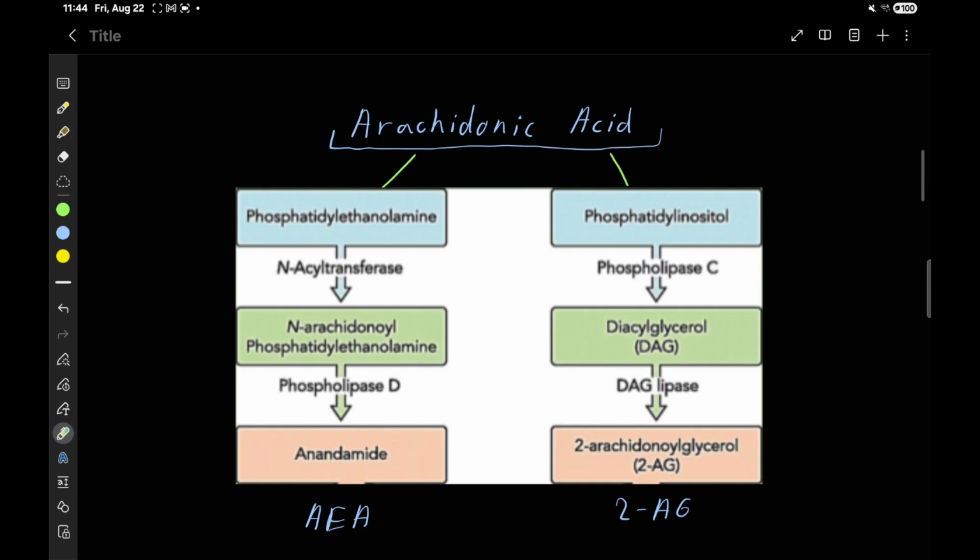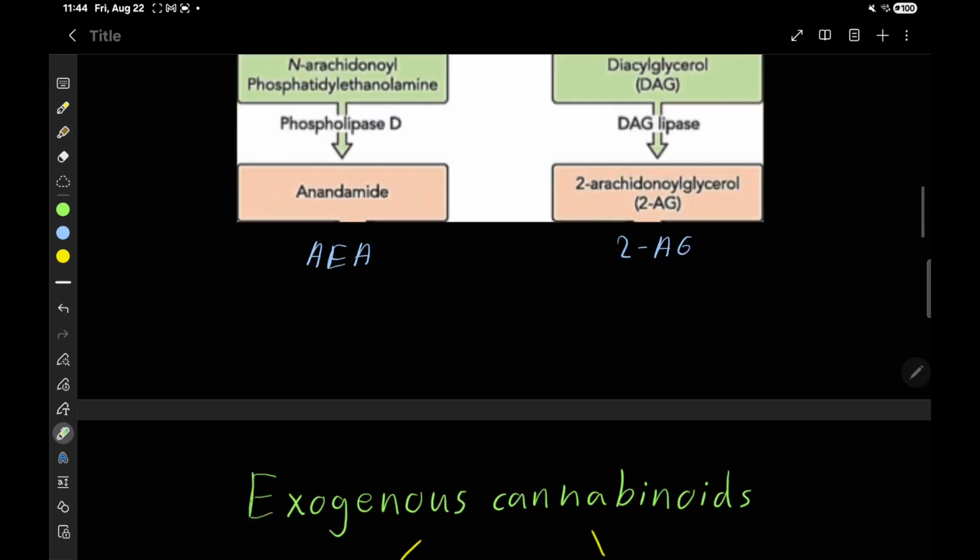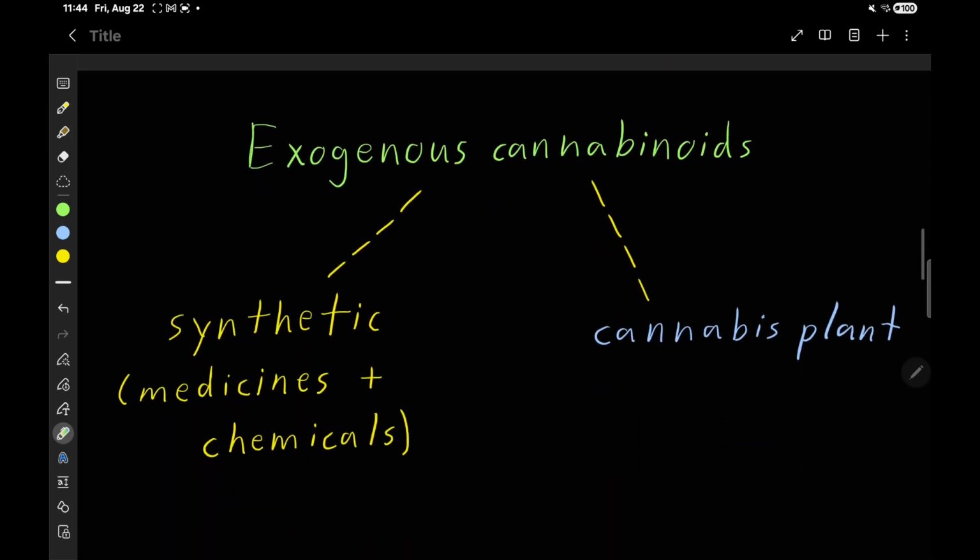Okay, so now that we understand our cannabinoid system and some of our most common endocannabinoids, let's now talk about exogenous cannabinoids. So remember, exogenous cannabinoids are things that come from outside the body instead of being produced naturally inside the body, and they enter the body and interact with our body's cannabinoid system to produce different responses.